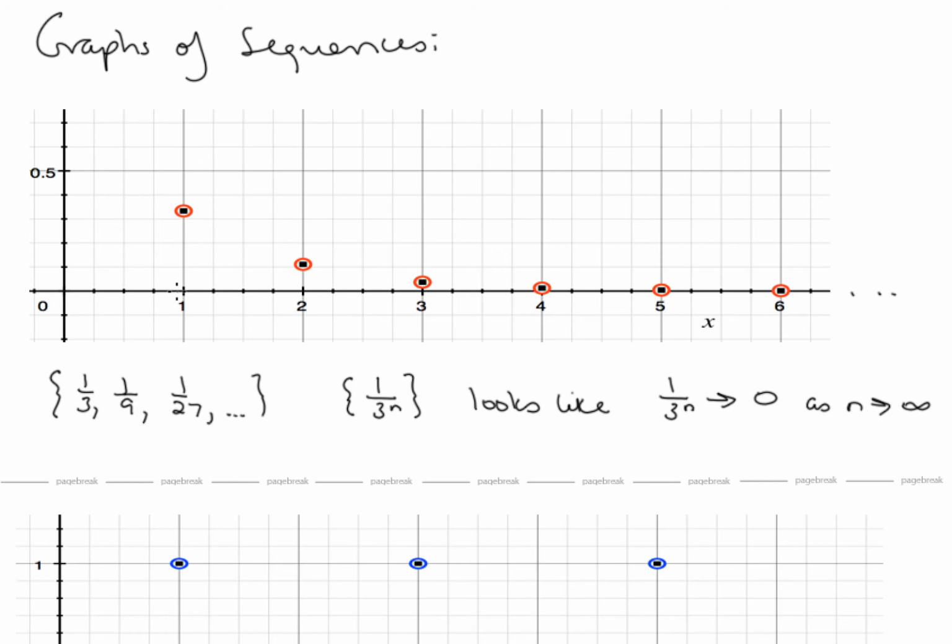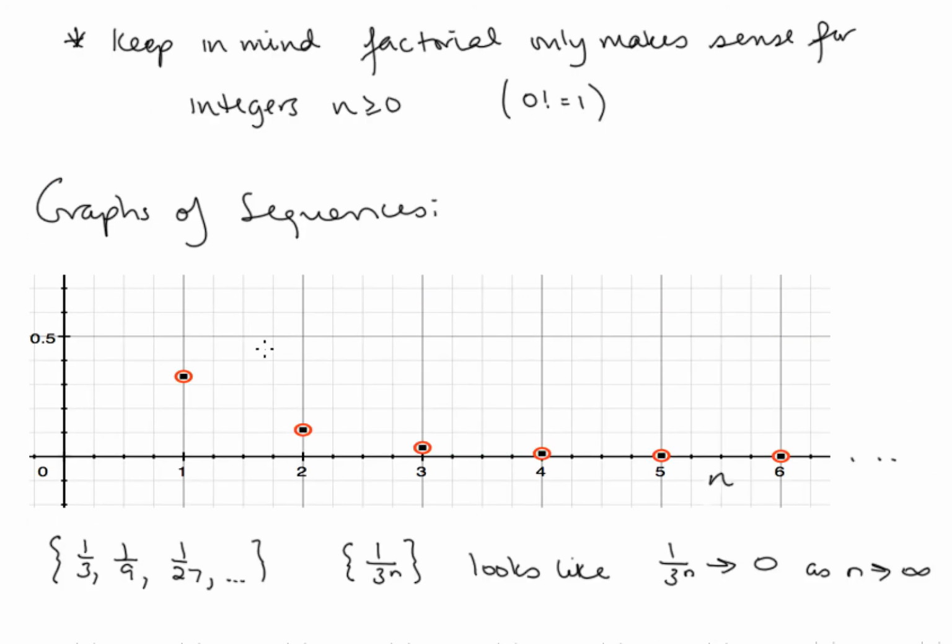And notice that we're plotting these points above the corresponding n value. By looking at the graph, we can see that these sequence terms are approaching 0. As n goes to infinity, 1 over 3 to the n goes to 0. We're going to talk about limits of sequences in just a couple minutes.